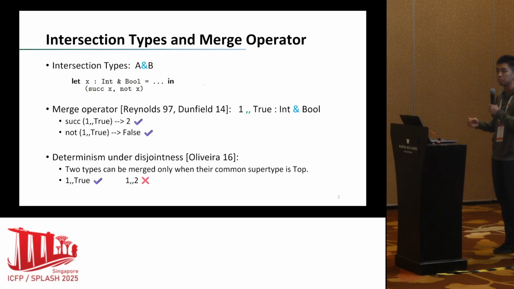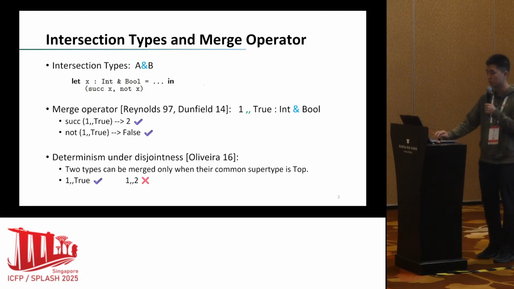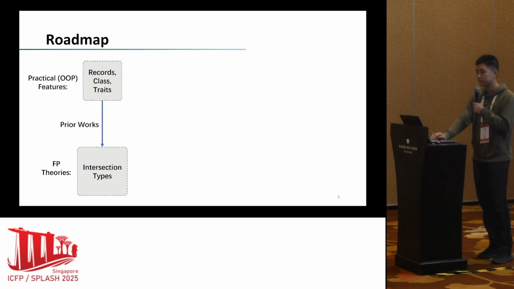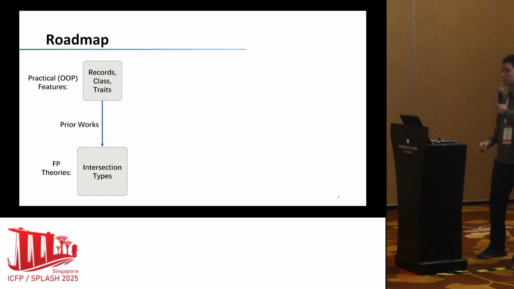Let's see two examples. The first example is one merged with true. One has type int, while true has type bool. Since int and bool have nothing in common, these two types are disjoint, and we can merge them safely. However, we are not able to merge one with two because both terms have type int. Their common supertype can be int, which is a non-top type, and this merge has a non-deterministic semantics, where one merged with two can be evaluated to either 1 or 2. These are the basics of the disjoint intersection type and the merge operator.